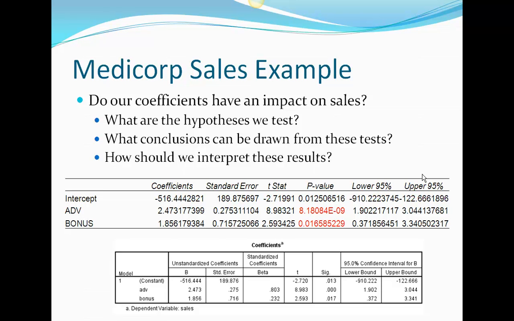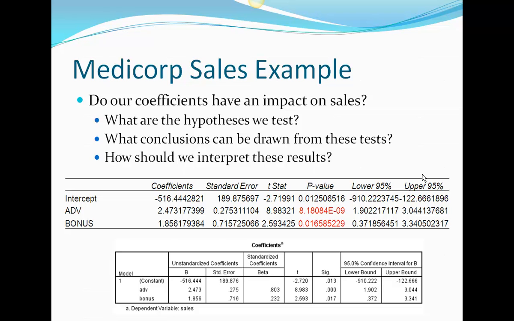What hypotheses are we testing? Well, we're testing H0: beta advertising equals 0 and H0: beta bonus equals 0. In both cases, my p-values are less than 0.05. SPSS shows the p-value of beta advertising as 0.000. Excel shows you it's 8.18 e to the negative 9. So that's 8 zeros and then an 8 1. So obviously that's 0. So we reject H0 there.